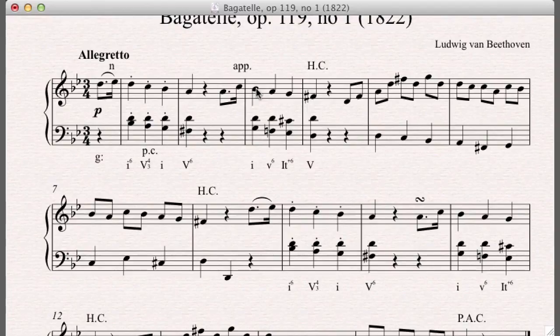There are probably people out there in the world, in fact I'm certain of it, who would disagree with me, and that's fine. That's what people who do theory do. They disagree with each other about whether or not that's a 7th chord. But my feeling is that it makes more sense to analyze it as an appoggiatura.